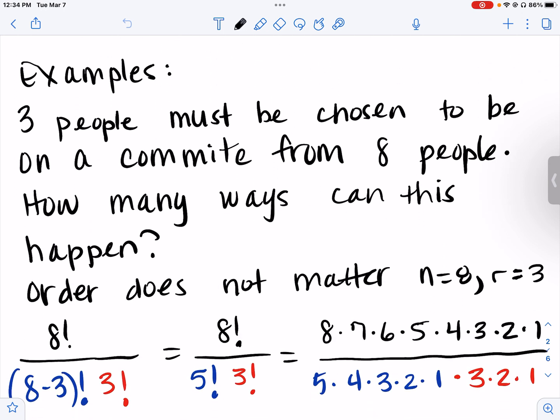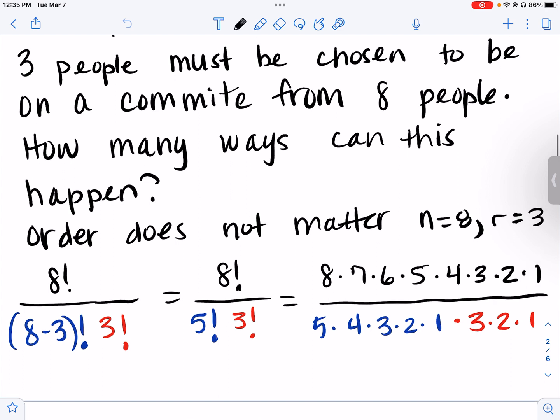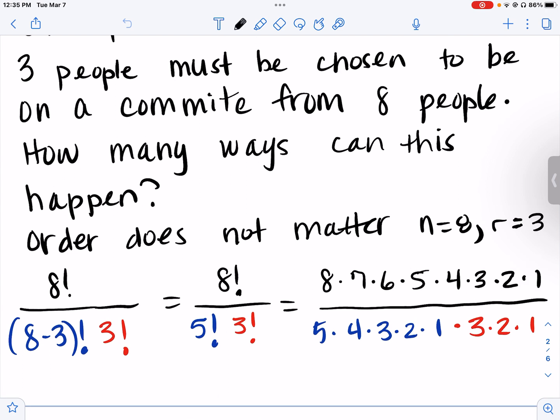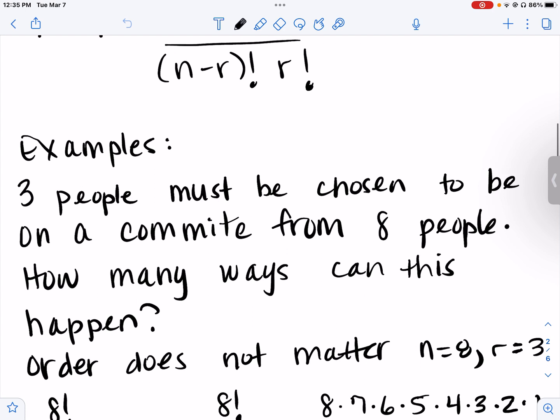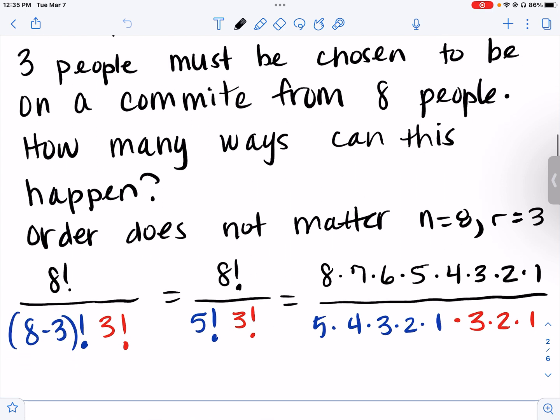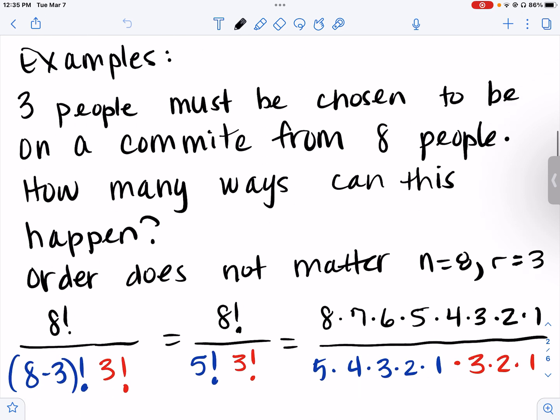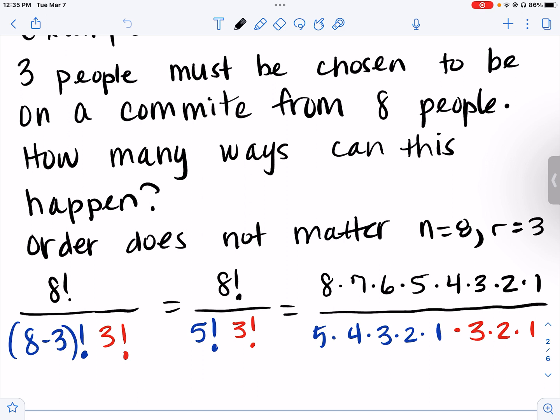Examples. 3 people must be chosen to be on a committee from 8 people. How many ways can this happen? Order does not matter. Okay, they're just on the committee. So N equals 8, we have to choose from 8. R equals 3, we're picking 3. So we would put 8 factorial on top. On bottom, we put N minus R, so 8 minus 3 in the parentheses, factorial, and R factorial, so 3 factorial on bottom.